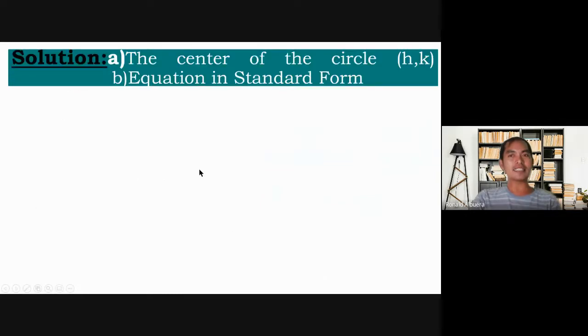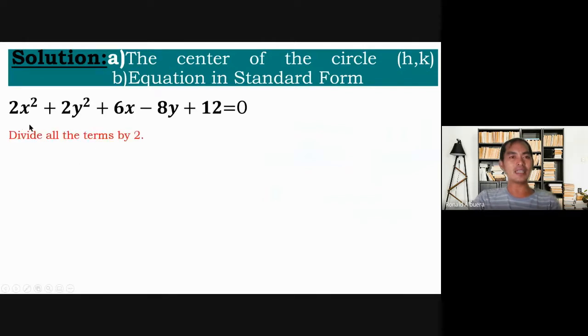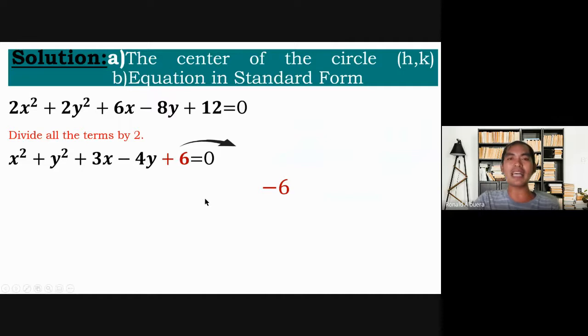Okay, the center of the circle. So we have, take note, we copy first the equation in general form. Since the x squared has a coefficient of 2, we need to divide all the terms by 2. So we have x squared plus y squared, 6x divided by 2 is 3x, negative 8y divided by 2 is negative 4y, 12 divided by 2 is 6 equals 0. The next step is to transpose positive 6 to the other side. It became negative. So what are we doing? We are changing this general form to standard form.